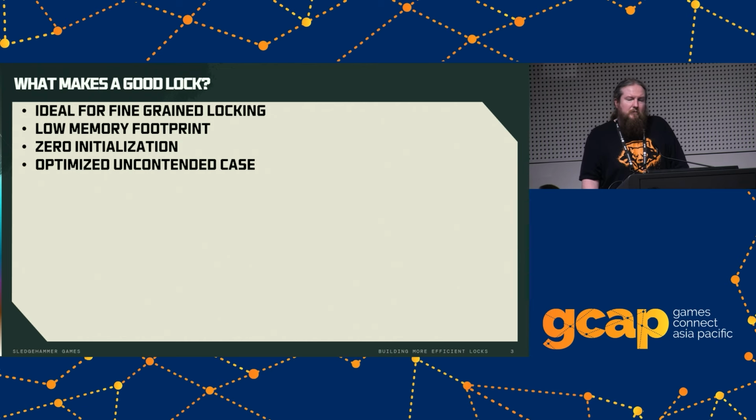We also want to optimize for the uncontended case. So we're really looking at the situation where we want nothing else contending on those locks, and when there is contention, we probably want to investigate that contention and reduce it rather than trying to optimize for the contention itself.